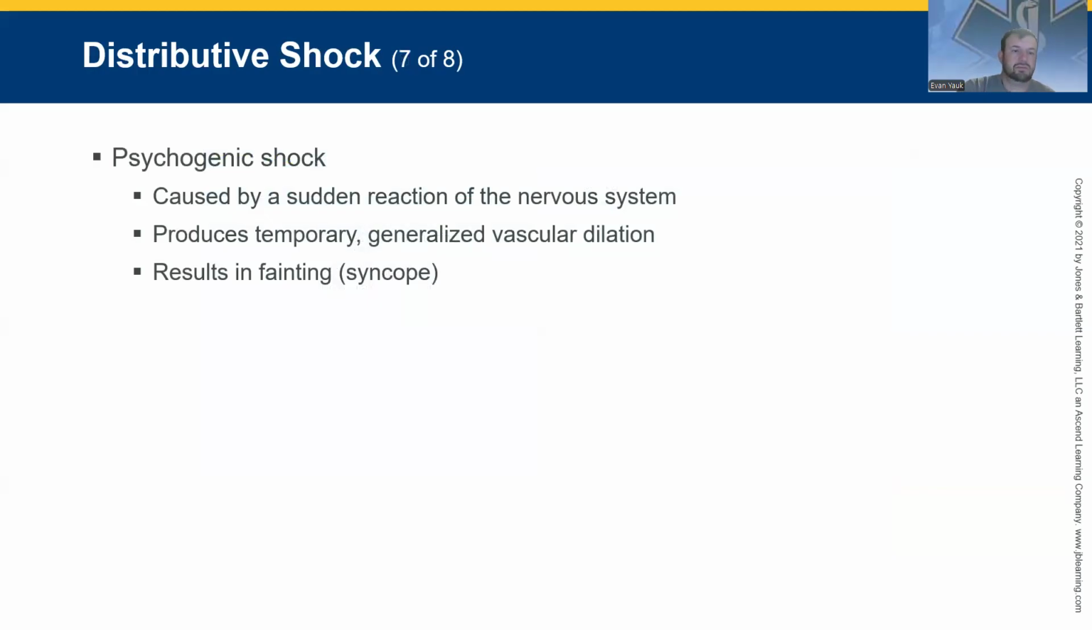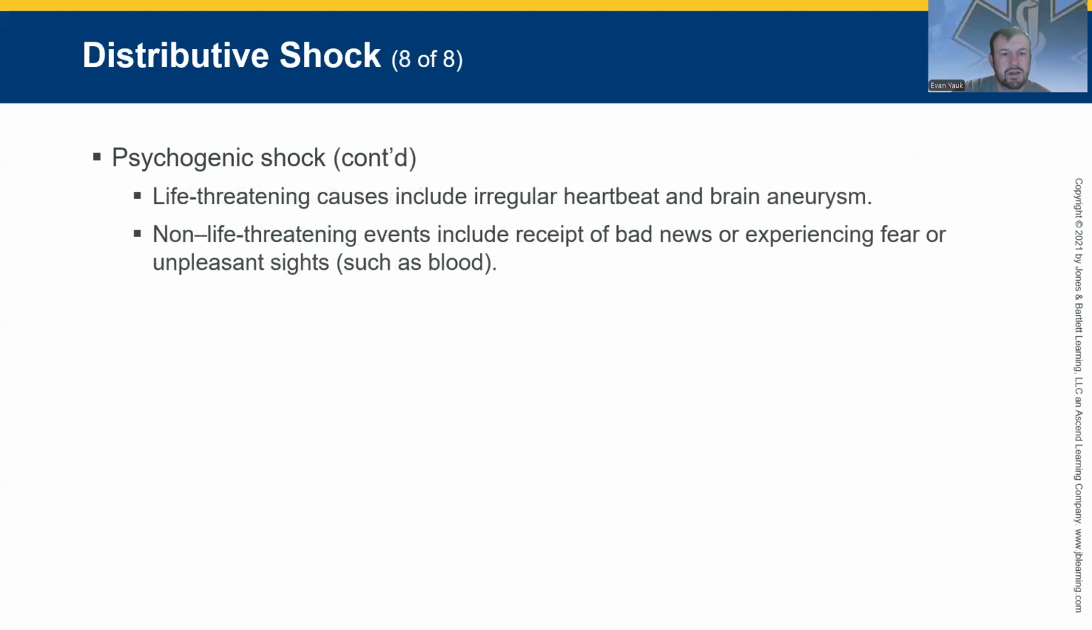Physiological shock. Caused by a sudden reaction of the nervous system, produces temporary generalized vascular dilation, results in fainting or syncope. Life-threatening causes include irregular heartbeat, and brain aneurysms. Non-life-threatening events include like receiving bad news, experiencing extreme fear, or unpleasant sights such as blood for some people.